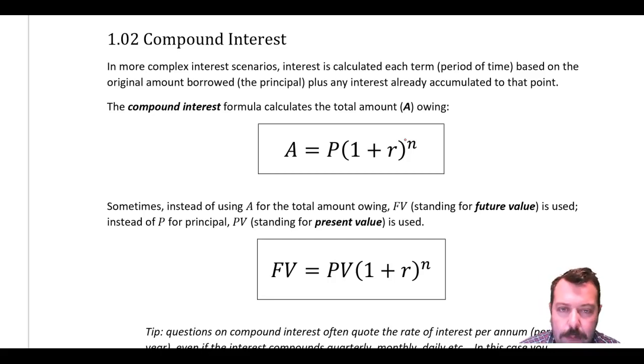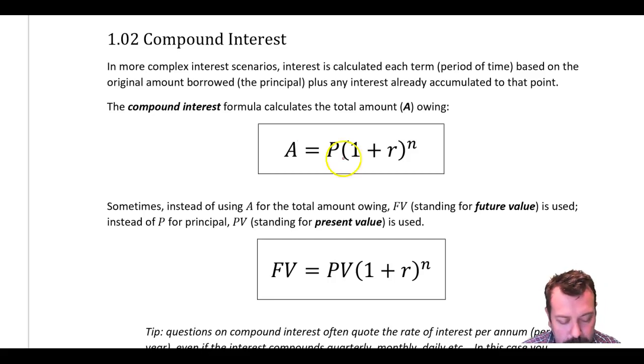Also, you might remember from the previous exercise, from the previous video, that sometimes I used A to represent the total amount repaid. And that's what it represents in this formula. So the simple interest formula calculates just the interest, just the extra that has to be repaid, but the compound interest formula calculates the total to be repaid. Okay, so A includes the principal and the interest.